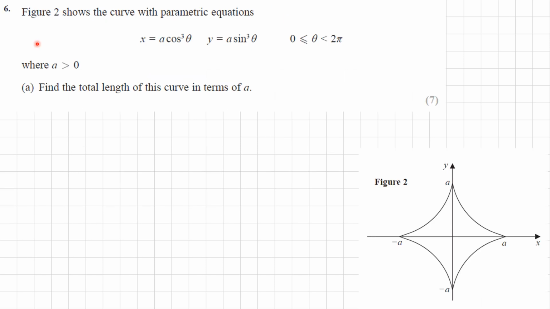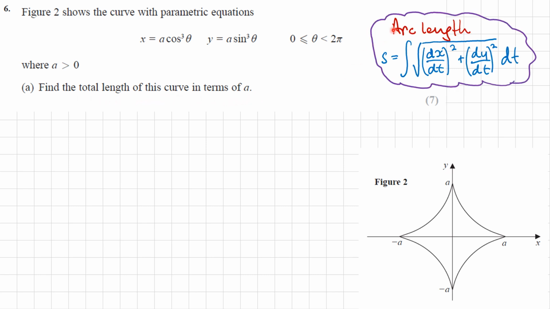Question 6. Figure 2, which is down here, shows the curve with parametric equations x is equal to a cos cube theta, y is equal to a sine cube theta, where theta is less than 2 pi and greater than or equal to 0, and where a is greater than 0. Part A, find the total length of this curve in terms of a.